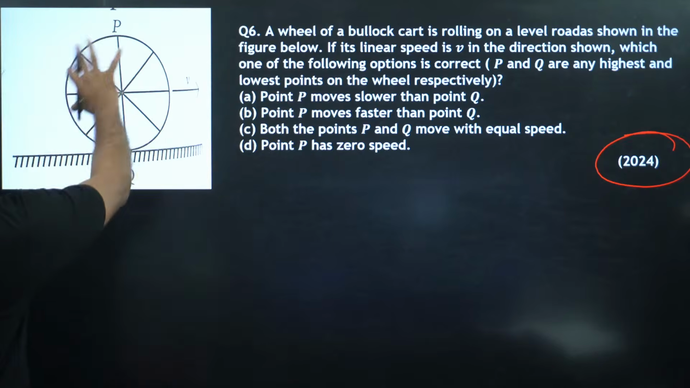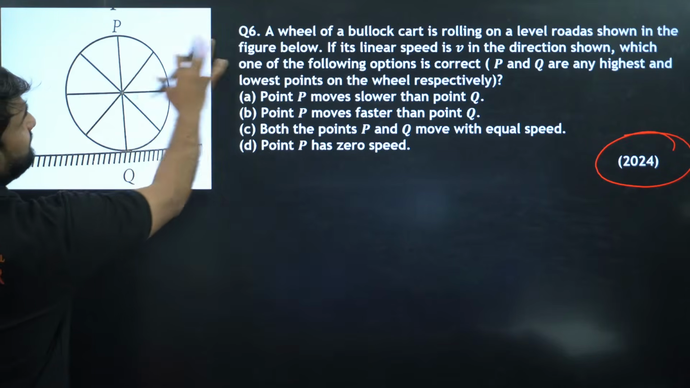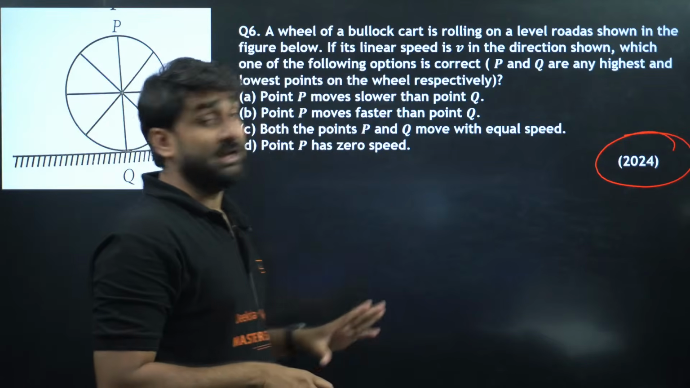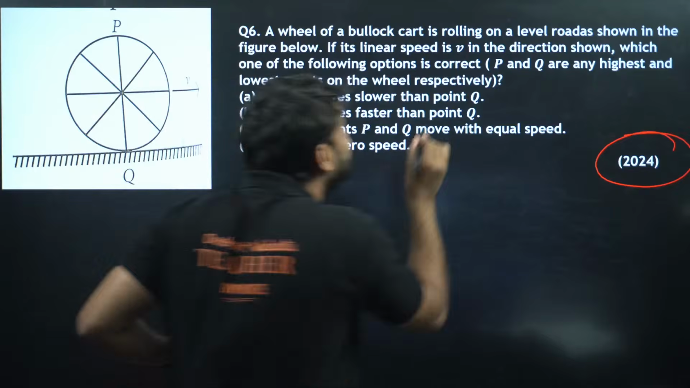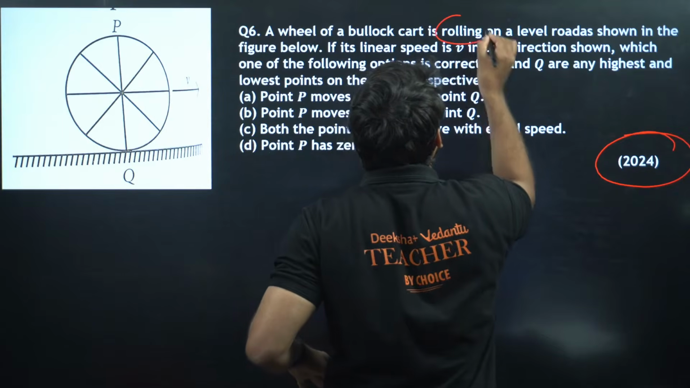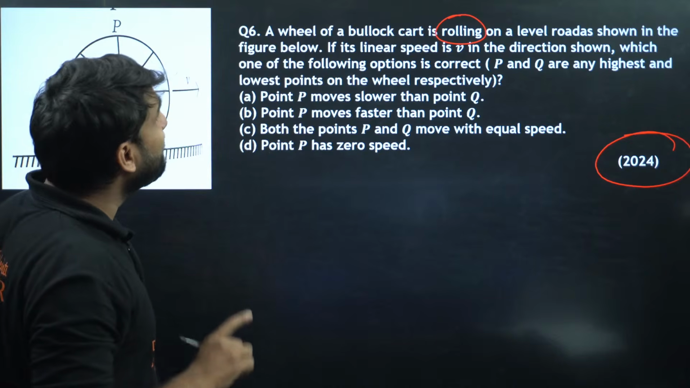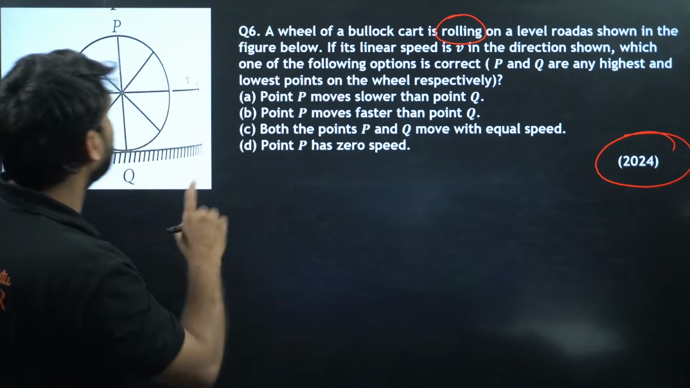Okay, so there is a wheel. This is a wheel, a wheel of a bullock cart, rolling. What is there? This is pure rolling. Very important term. Rolling on a level road, as shown in the figure.